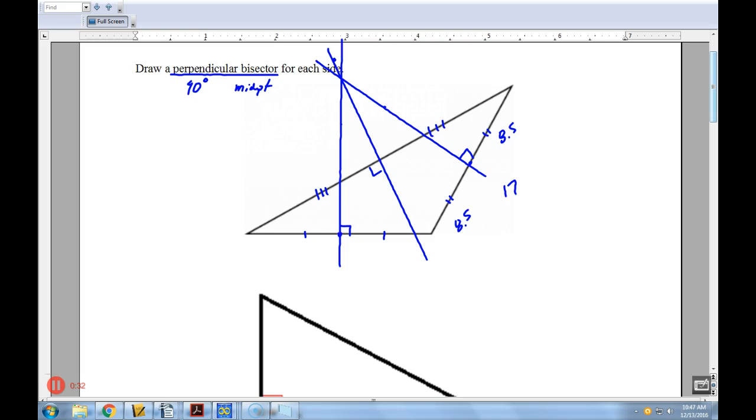And what you're going to notice is, if you're accurate, they should all meet at a certain point. Now notice for an obtuse triangle, they met outside the triangle. The 3 perpendicular bisectors met at a place that lives outside the triangle.